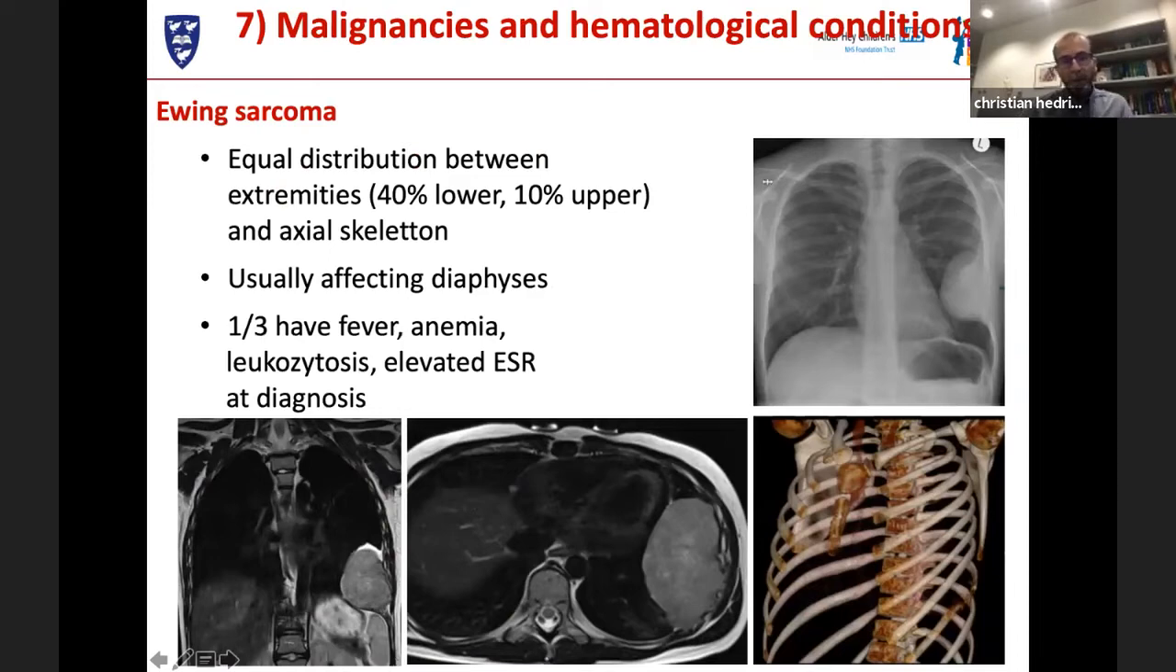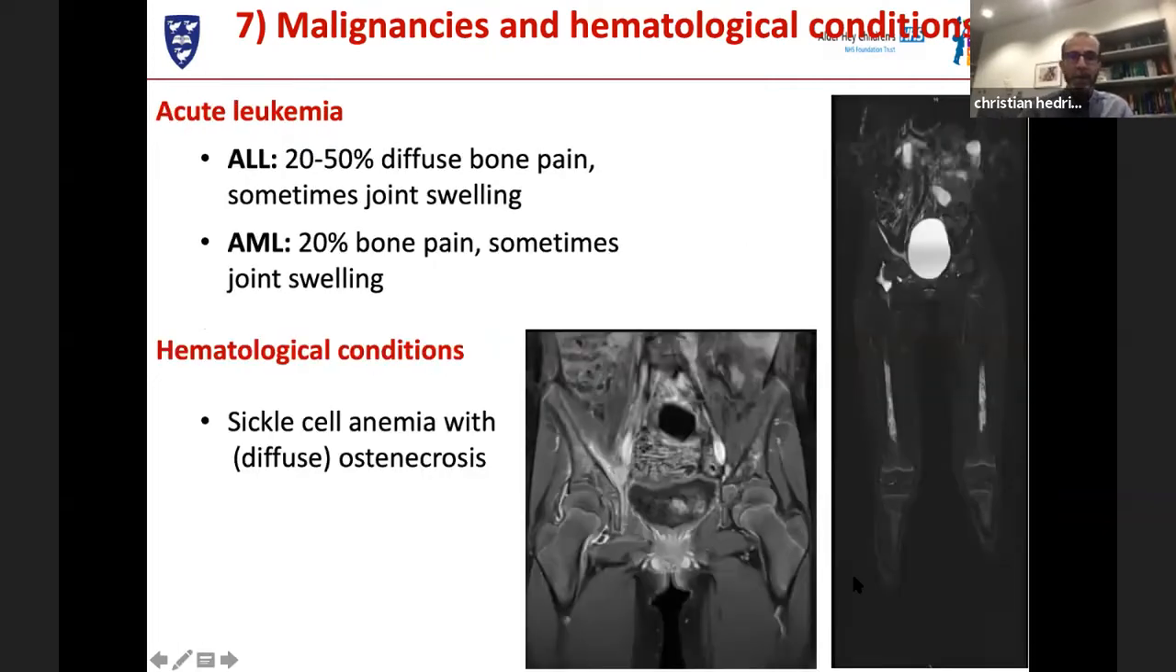Ewing sarcoma is another bone tumor. Ewing sarcoma shows equal distribution between extremities and the axial skeleton. If it's affecting the extremities, it usually affects the lower extremity in about 80% of those cases. Other than osteosarcoma, it usually affects the diaphyseal region of the bones, and 1/3 of patients at the time of diagnosis have fever, anemia, leukocytosis, elevated citrates, and other signs of systemic disease. And here are pictures of a patient with Ewing sarcoma starting from a rib, and on the bottom right of this slide, you can see the bone destruction that was caused by this tumor.